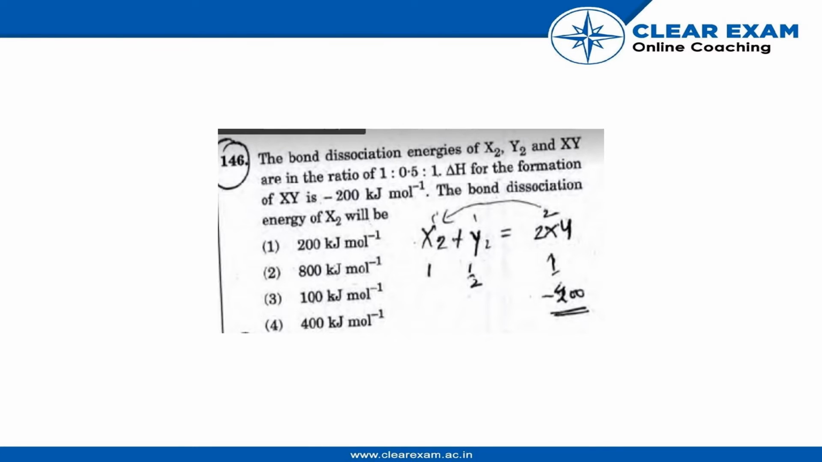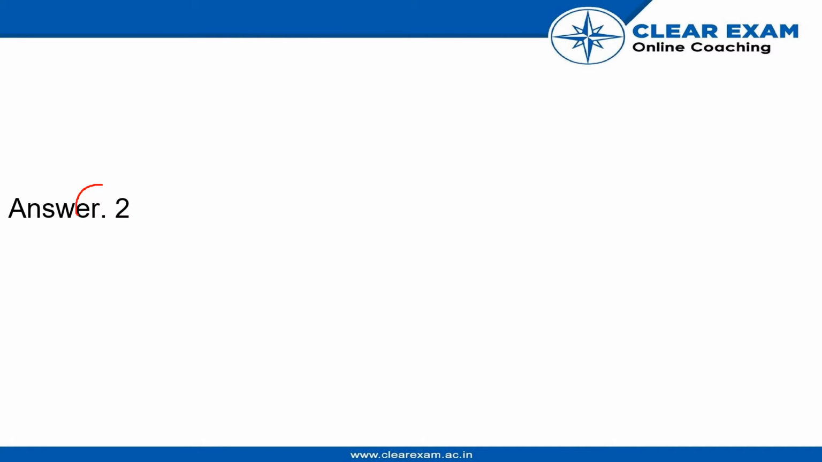The question says the bond dissociation energies of X2, Y2 and XY are in the ratio 1 : 0.5 : 1. Delta H for the formation of XY is -200 kJ mol^-1. The bond dissociation energy of X2 will be: 200, 800, 100 or 400. The answer is 800.